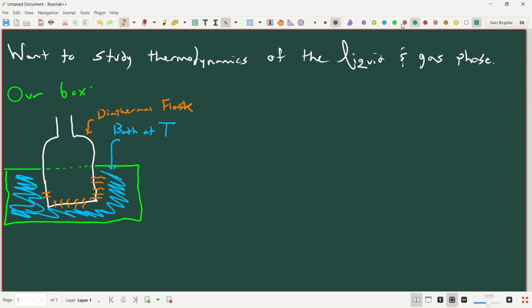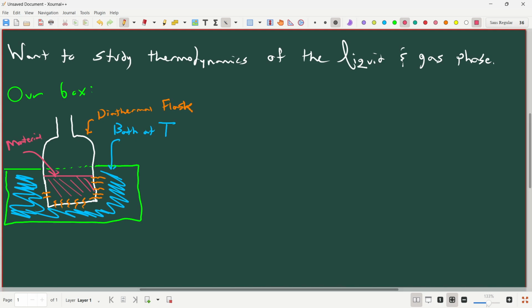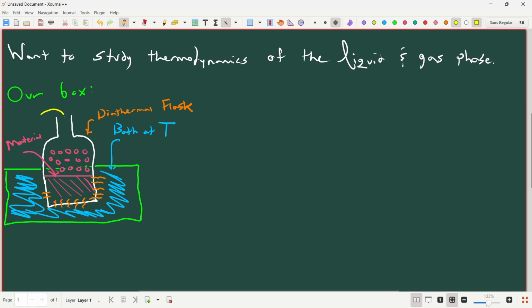Let's do a different color. Let's do red. So we have some material in here. This is our material. Again, there might be some liquid and there might be some gas in here, right? There might be some equilibrium of gas and liquid, as we saw. Some gas, some liquid. But we're going to supply a constant pressure from the outside, P external.